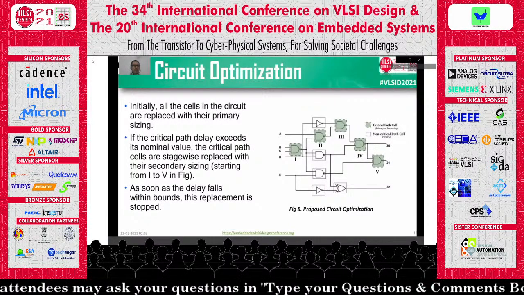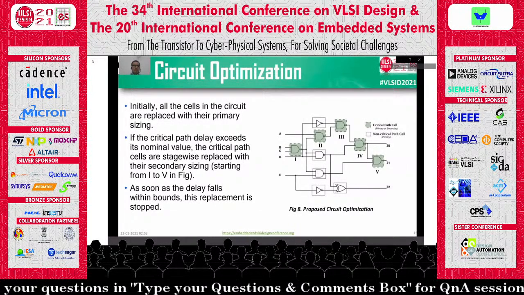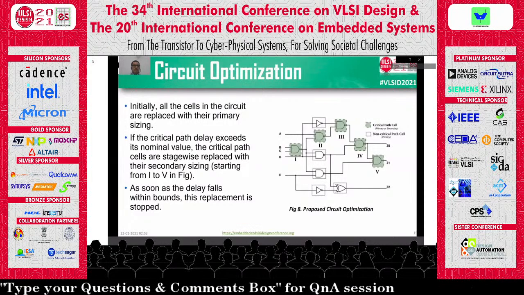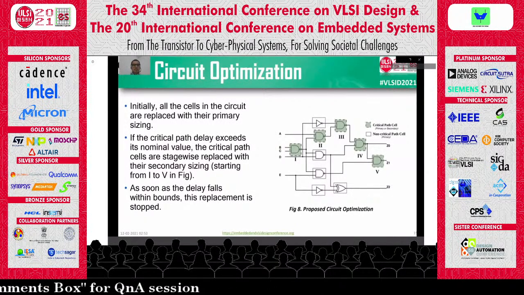Circuit optimization is that once all the cells are optimized, the nominal sizings are replaced with their primary solutions. If the circuit critical path delay is out of bounds, the primary solutions for the critical path cells are stage-wise replaced with the secondary solutions.